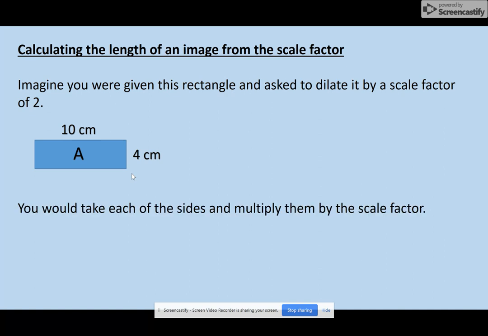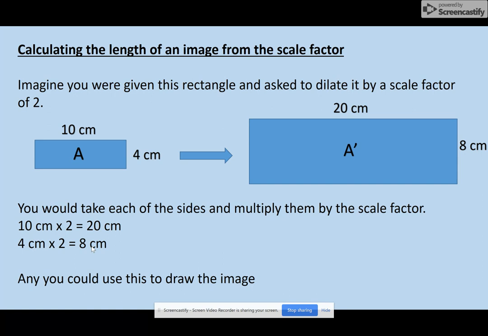And what we're going to do is take each of these sides and multiply them by our scale factor. So our 10 centimeter side, we're going to multiply that by 2. That's going to become 20 centimeters in our image. And our 4 centimeter side here, we're going to multiply that by 2, and that's going to become 8 centimeters. And that gives us this. This is our image, our dilated shape, 20 centimeters and 8 centimeters.